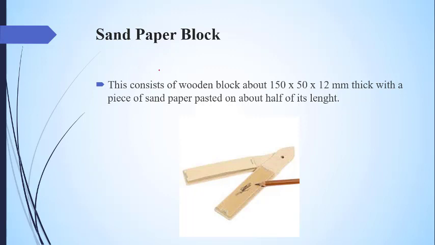This is the sandpaper block. It consists of a wooden block about 150 by 50 by 12 millimeter thick, with a piece of sandpaper pasted on about half of its length. Here you can see that the length, width, and thickness are 150, 50, and 12 millimeter for a sandpaper block.